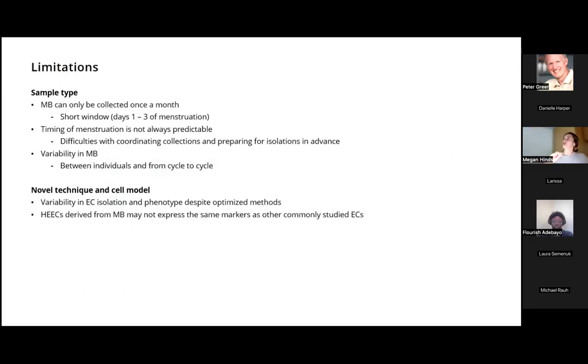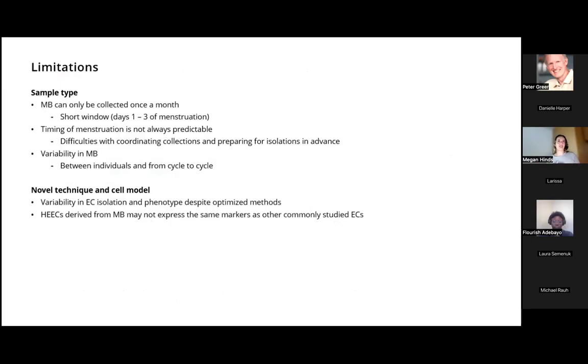And before I wrap up, I want to just discuss the limitations very quickly, because while I tout menstrual blood as this phenomenal sample type that you can isolate cells from, there's also a lot of difficulties that have been faced, especially when you're trying to optimize a protocol, and there's a lot of trial and error.